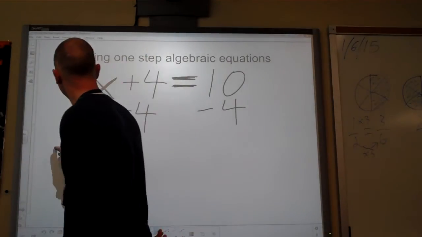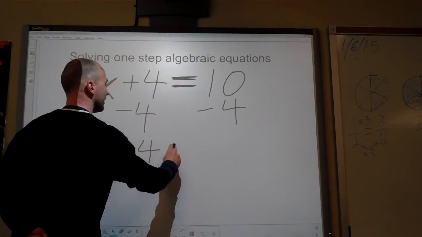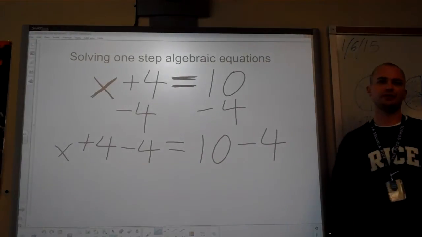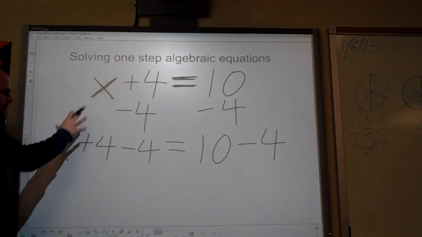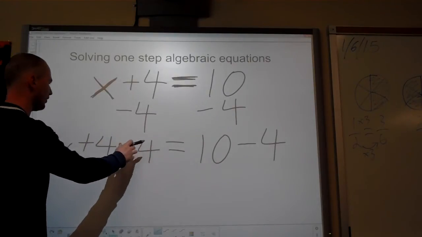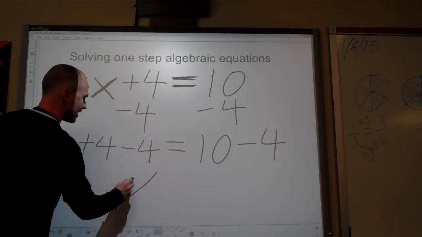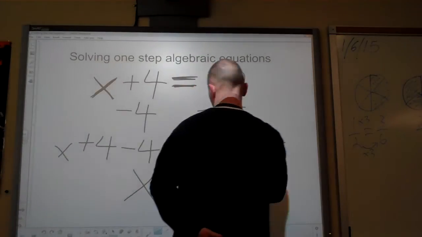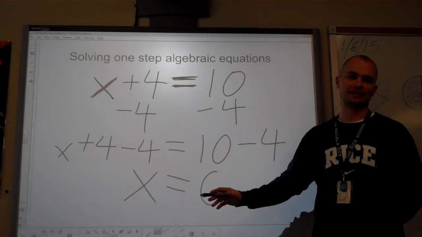So on this side we have x plus 4 minus 4, and on this side we have 10 minus 4. We're just subtracting 4 from both sides so we can get x by itself. Plus 4 minus 4, they cancel each other out, so we just have x on this side. And then 10 minus 4 gives us 6. So we have x equals 6.